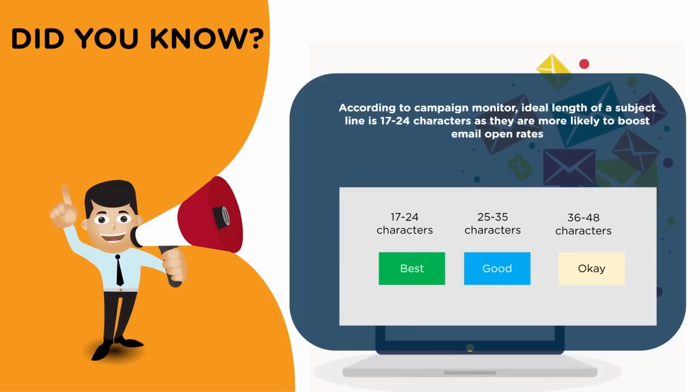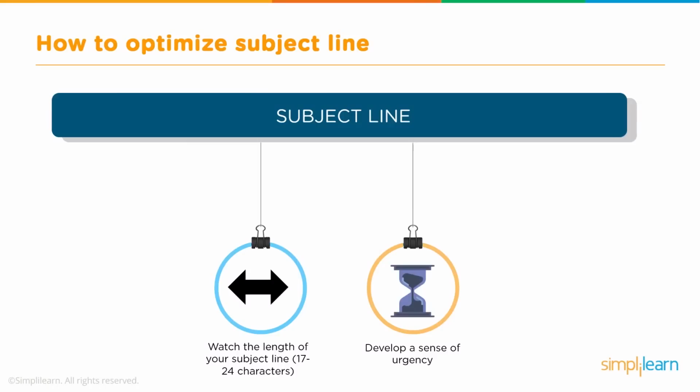So that's why we always recommend keeping it up to about 24 characters. Okay, if you go over by a couple characters, not the end of the world, but try and stay within that range. Develop a sense of urgency.